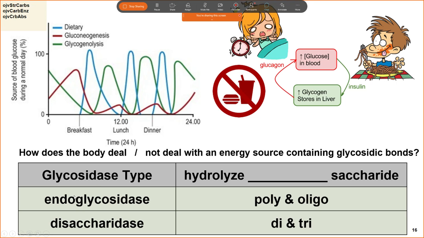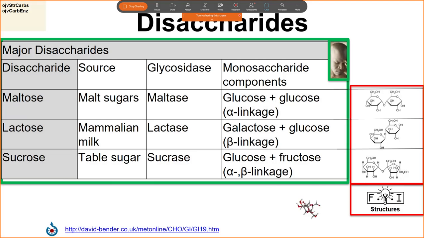So you have these endoglycosidases that hydrolyze poly and oligosaccharides, so big stuff, and then disaccharidases that break apart di and tri, so smaller sugar chains. And so here's your memorized slide to know maltose, lactose, and sucrose. What is maltose? Maltose is a disaccharide of glucose plus glucose, and there's an alpha linkage. Lactose is galactose and glucose disaccharide with a beta linkage. And sucrose, which is table sugar, is glucose plus fructose and has an alpha beta linkage.